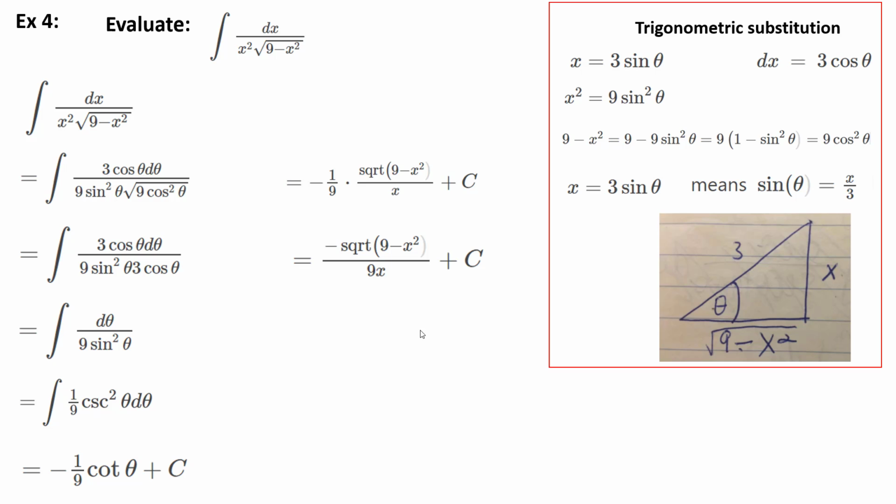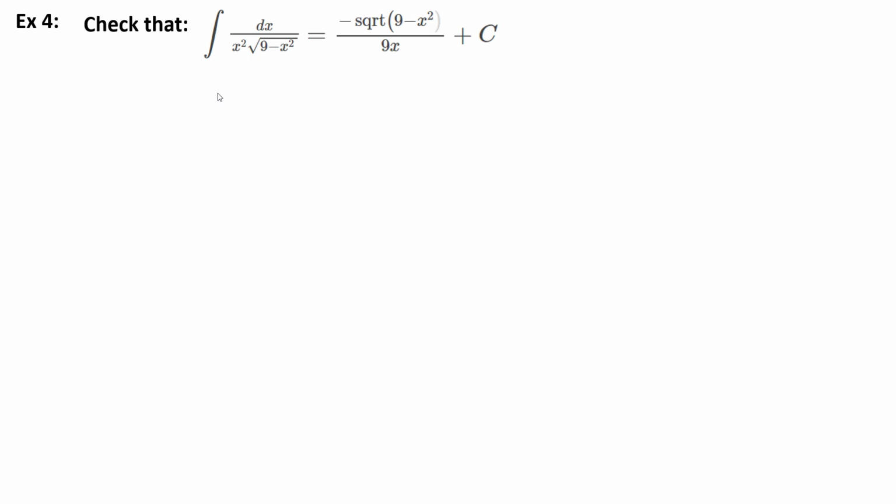So we're going to check that the integral of dx divided by x squared times the square root of 9 minus x squared is in fact negative square root of 9 minus x squared divided by 9x plus c. And the way you check is you take a derivative.